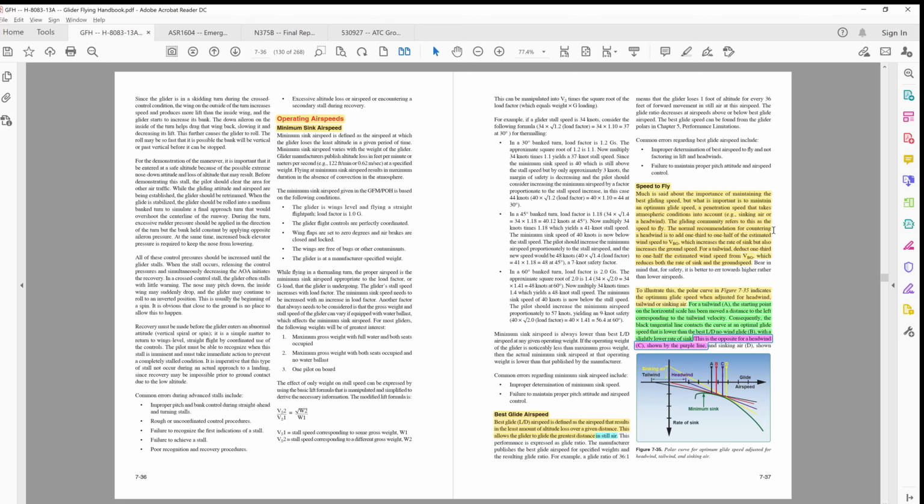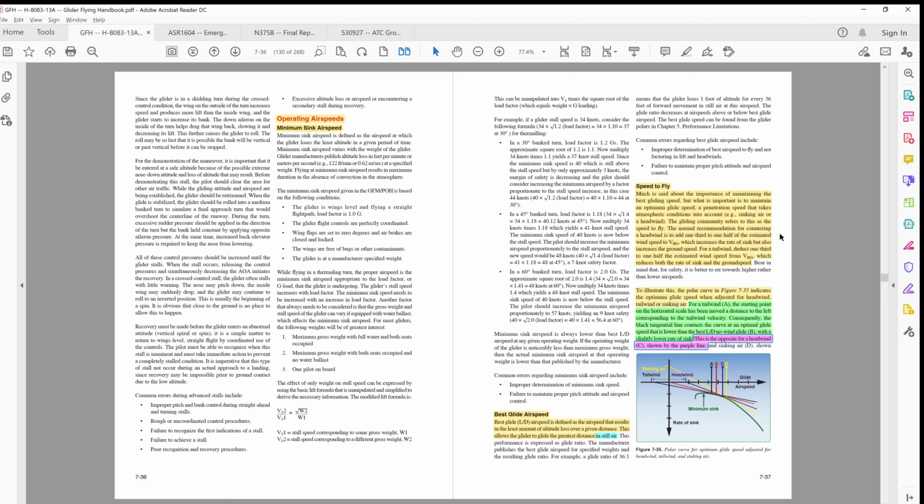So, glider pilots think about this thing called the speed to fly. Much is said about the importance of maintaining the best gliding speed, but what is important is to maintain an optimum glide speed, including a penetration speed that takes atmospheric conditions into account. So, for example, air that's sinking or rising and a headwind or a tailwind. Sinking is something you got to kind of fight. Headwind is something you got to kind of fight. So that's why they're really emphasizing it there. The gliding community refers to this as speed to fly. We come up with really creative stuff, okay?